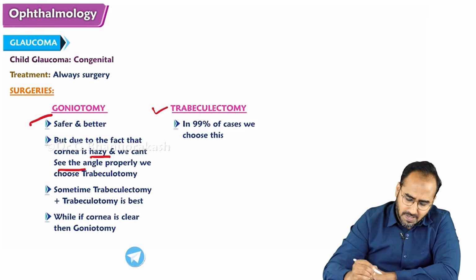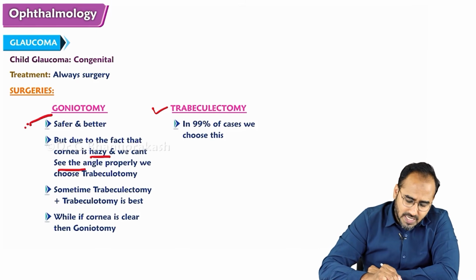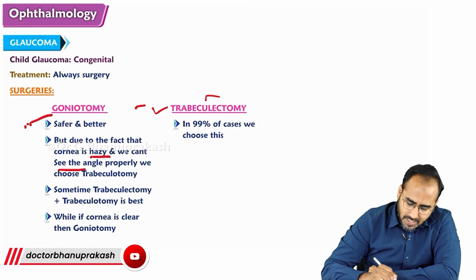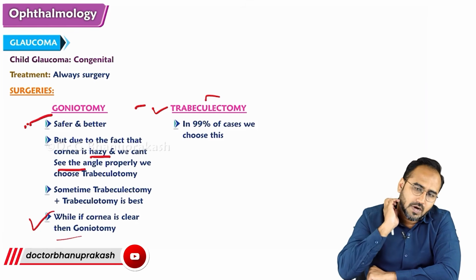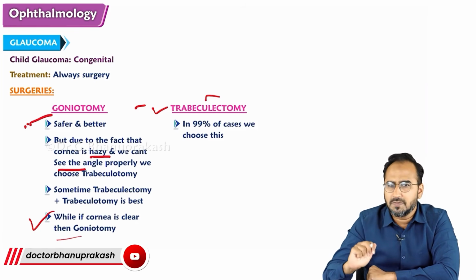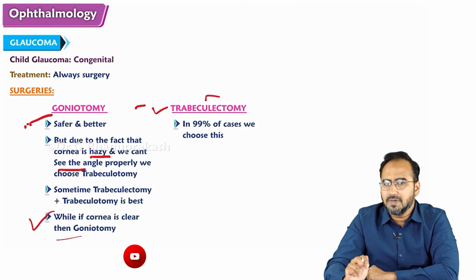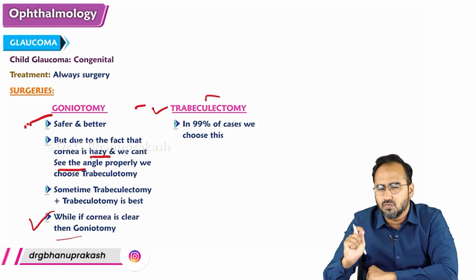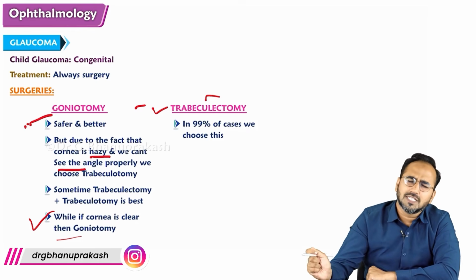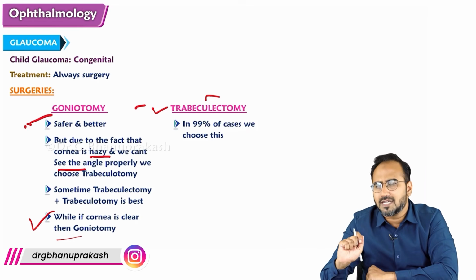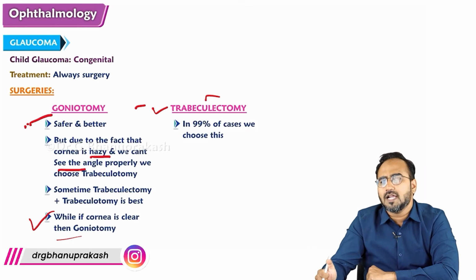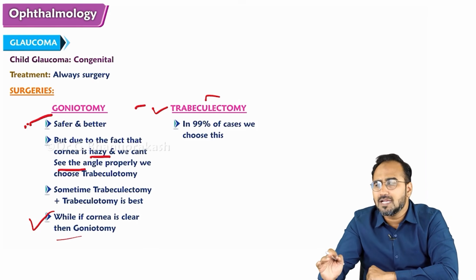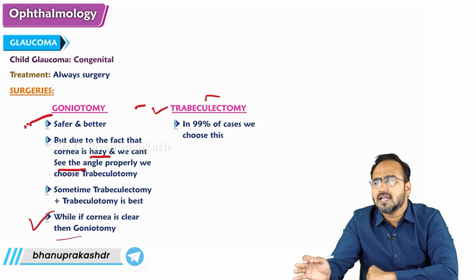So, remember guys, the surgeries which are done are goniotomy and trabeculotomy. If the cornea is clear, you go for goniotomy. If the cornea is not clear, you go for trabeculotomy. But you should remember this, guys. In congenital glaucoma, the problem is in the trabecular meshwork. If anyone asks you whether congenital glaucoma patients will have open angle or angle closure, what's your answer? Remember, open angle. Why open angle? Open angle means what? Open angle glaucoma means what?